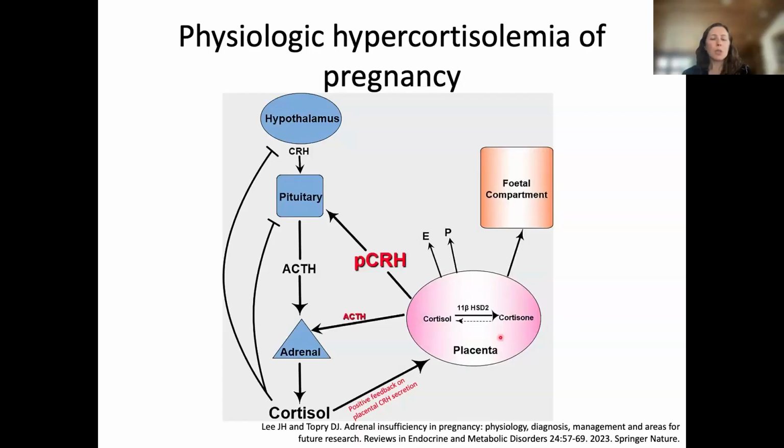The fetus is largely protected from this hypercortisolemia of pregnancy because cortisol is inactivated to cortisone by placental 11-beta hydroxysteroid dehydrogenase 2, or HSD2. But excessive maternal glucocorticoids can overwhelm the placental 11-beta HSD2, and therefore you have to be cautious about that. Specifically, dexamethasone is not inactivated by this enzyme, and that's part of the reason why dexamethasone is the steroid that's given for fetal lung development when needed.